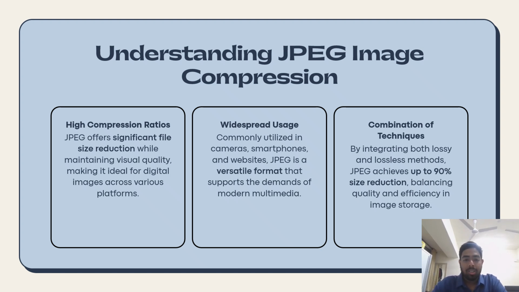Understanding JPG compression. Firstly, we will reduce the image size using lossy and lossless techniques. Secondly, we will convert RGB to YCbCr to separate brightness and color for better compression. And we operate on 8x8 image blocks to simplify processing.